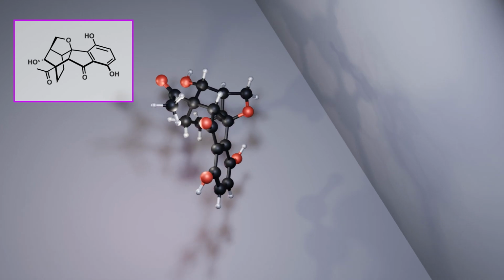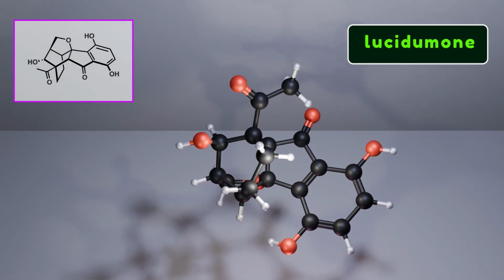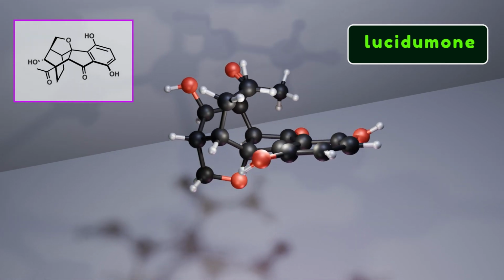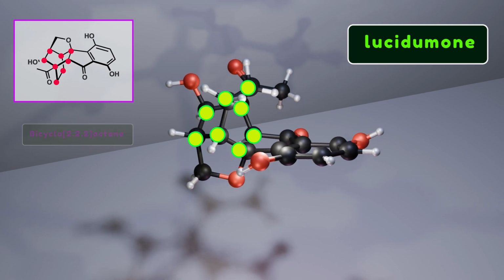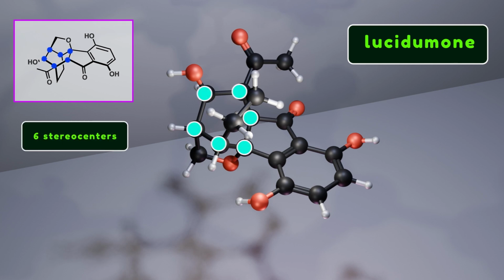Today I wanna take a deep dive into the total synthesis of Lucidumone. This remarkable molecule features a complex polycyclic ring system, including a bicyclo[2.2.2]octane subunit fused to an indenone framework. Notably, the bicyclo[2.2.2]octane unit contains 6 stereocenters, making Lucidumone a highly challenging synthetic target.